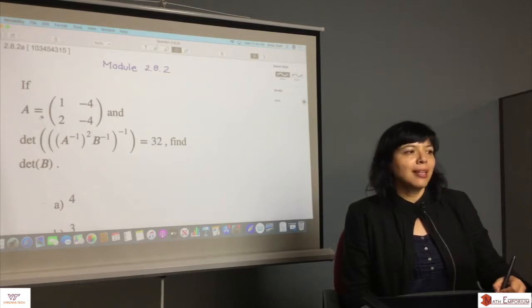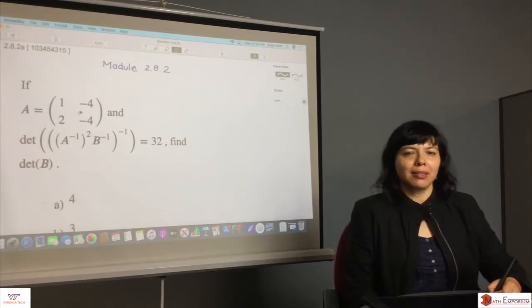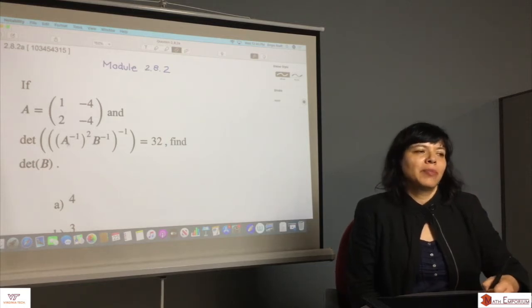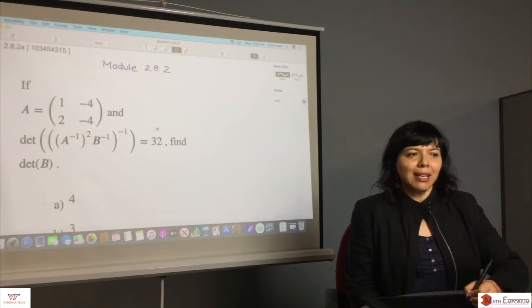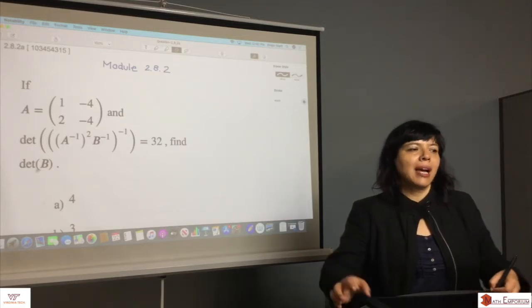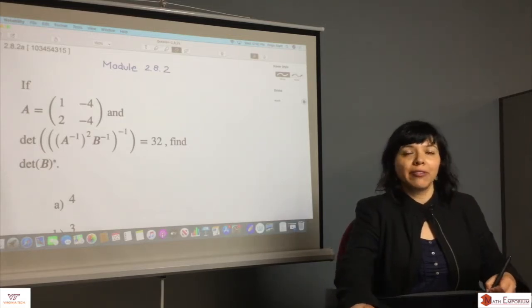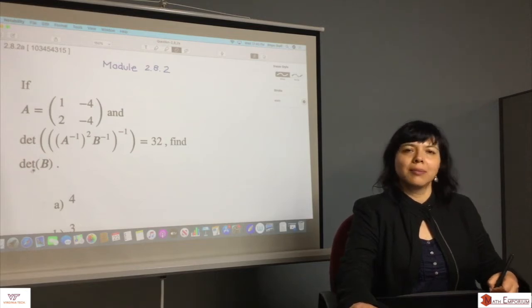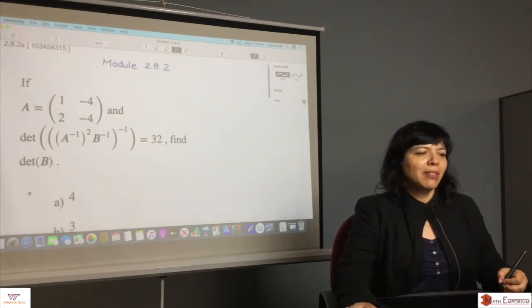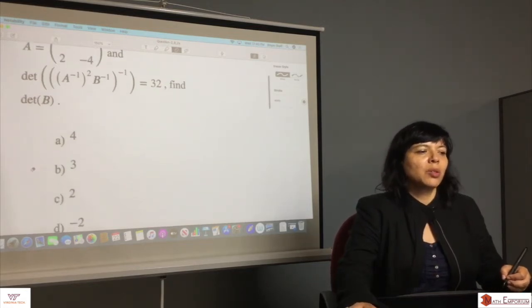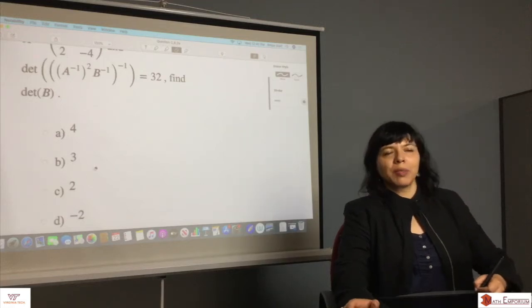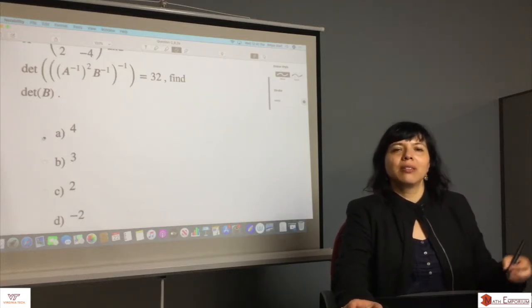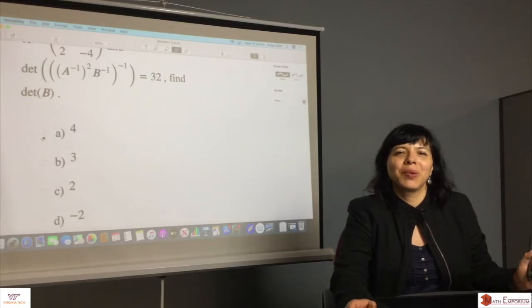What it says is they give us a matrix A and the determinant of another matrix that you get by doing computations with A and B. And we know that that determinant is 32. Out of that we want to figure out what the determinant of B is. We have these options, so we're going to do our procedure and figure out which one among these options we are going to get.